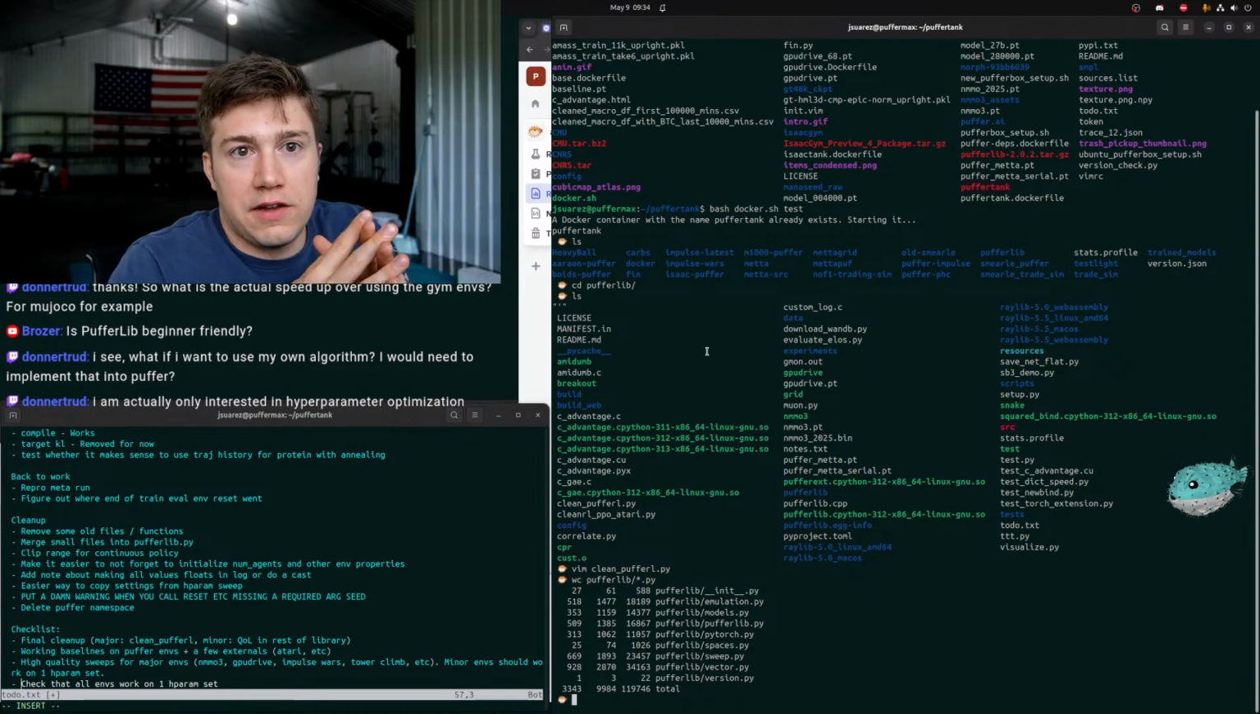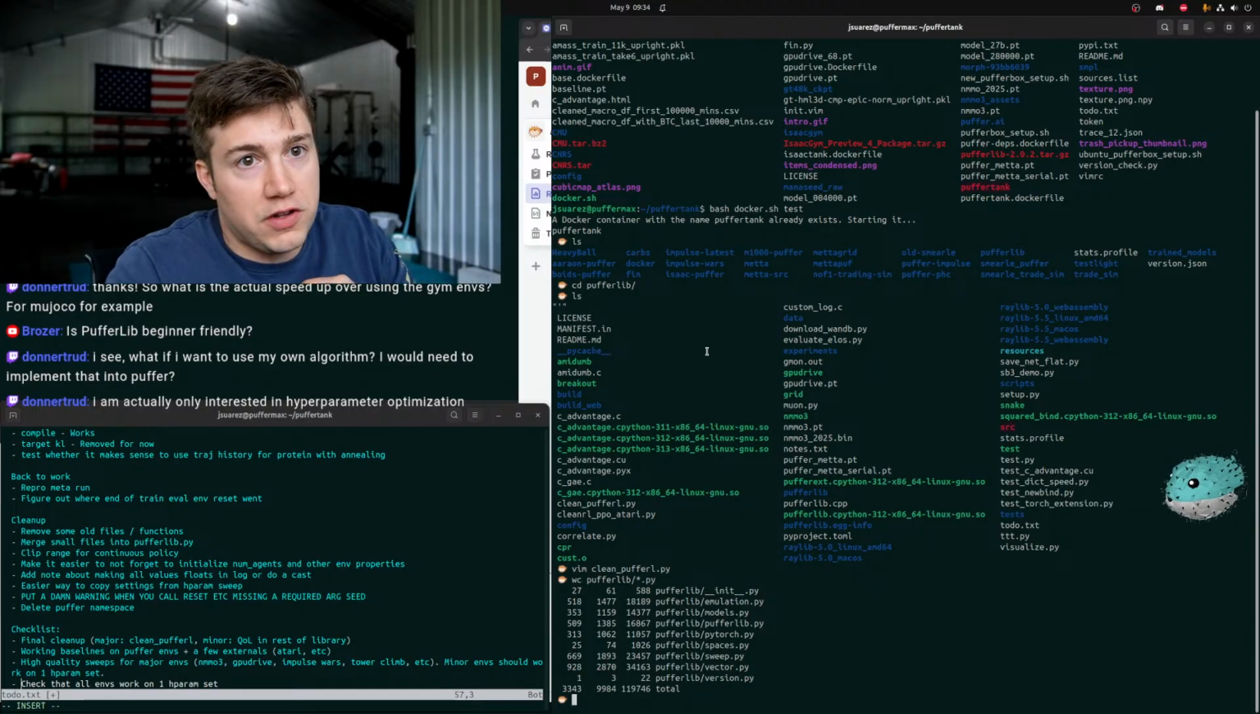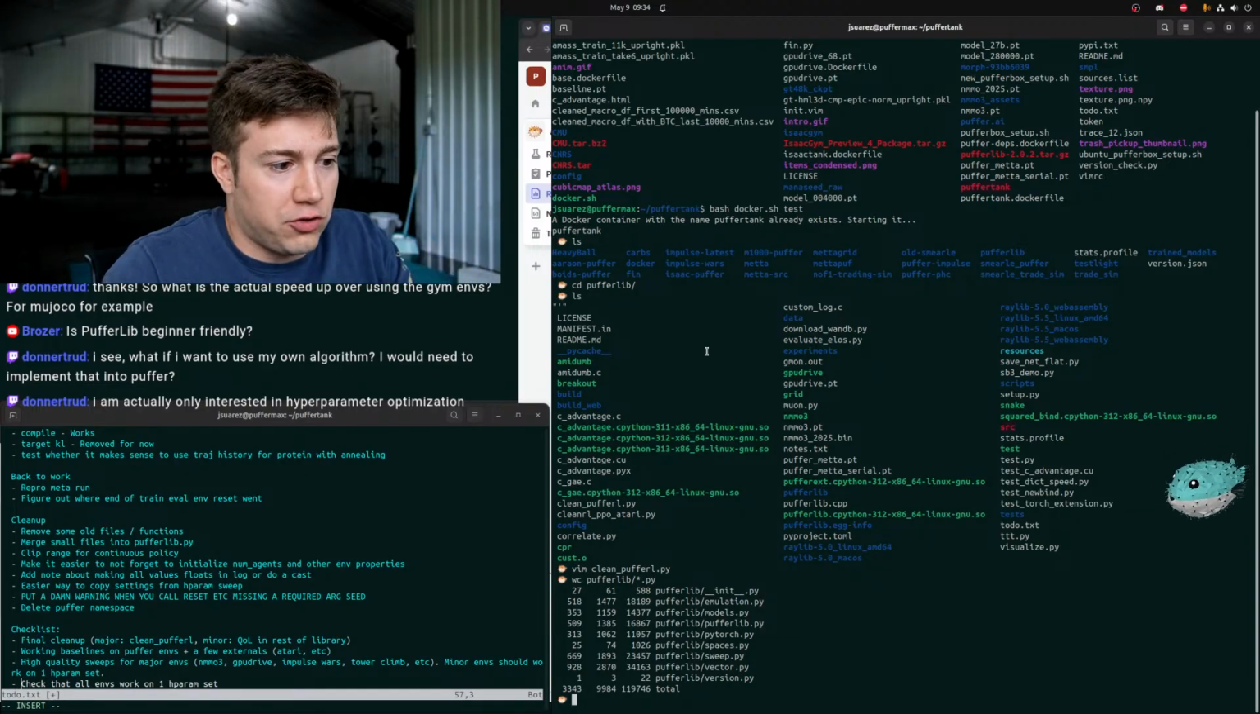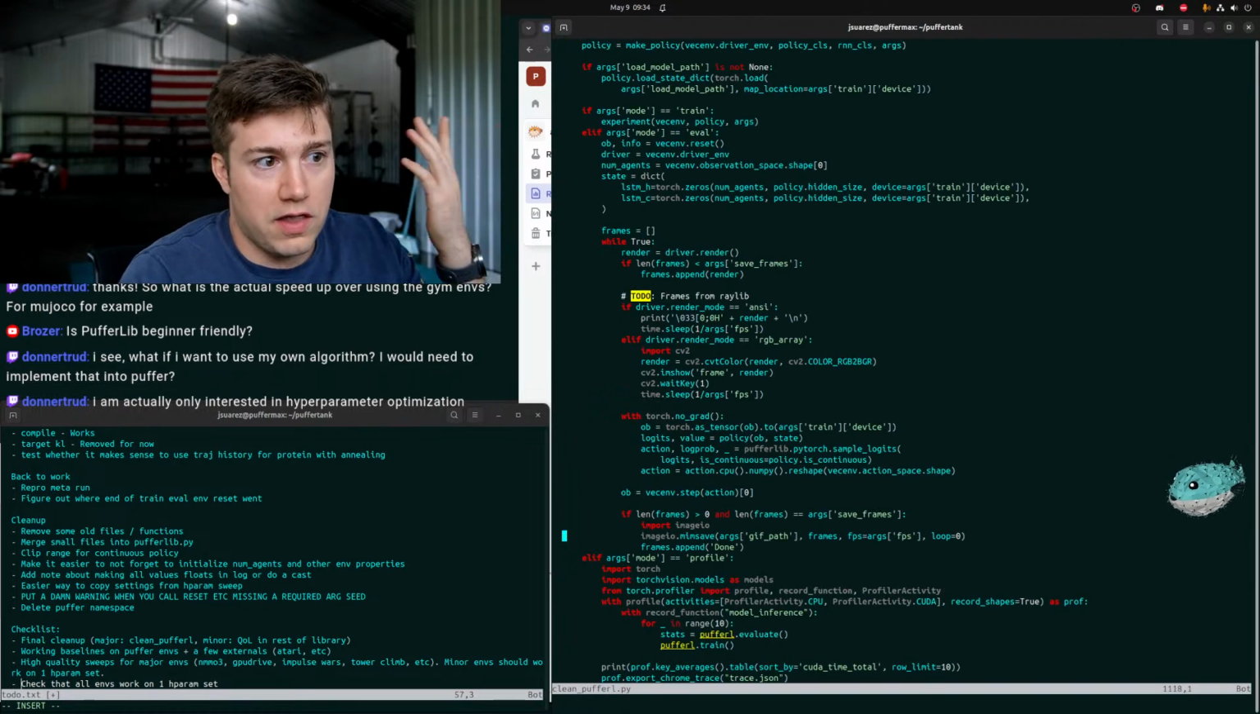So here's the thing. If you are thinking about Puffer compared to SB3 or RLlib or one of those, it's way lighter weight. Let me show you. This is our entire training code. It's one 1,000-line file.